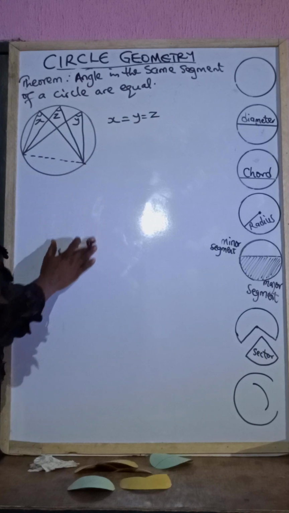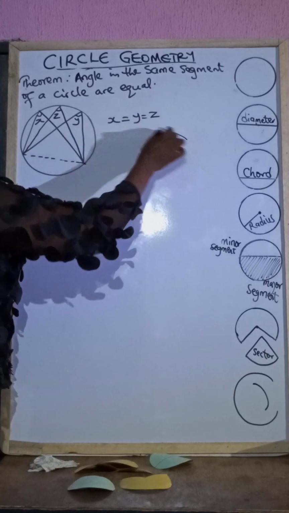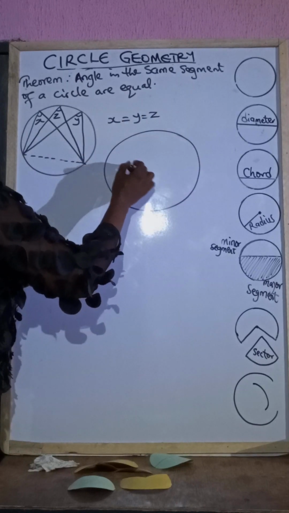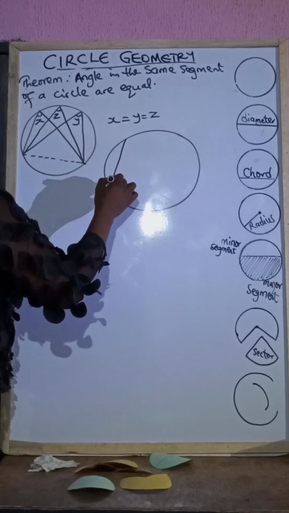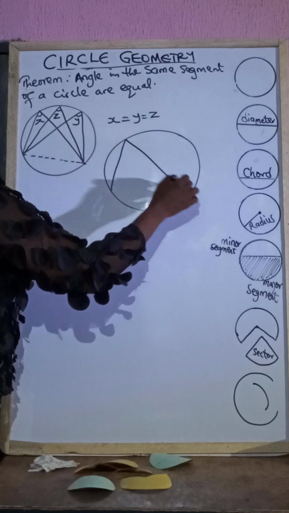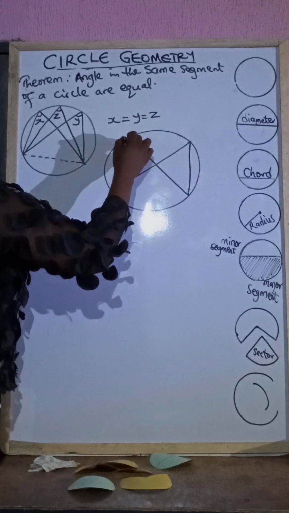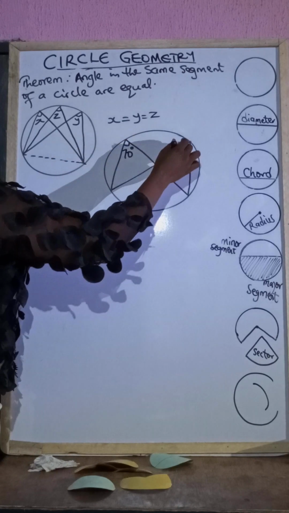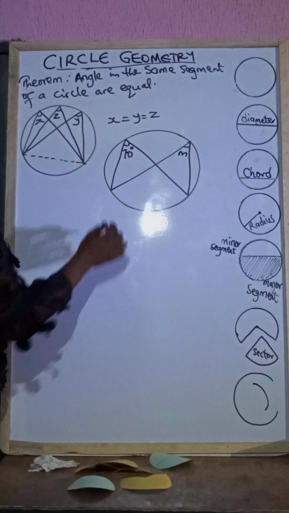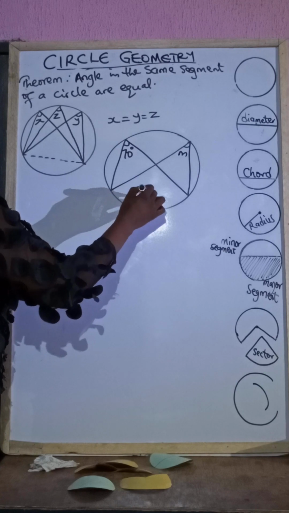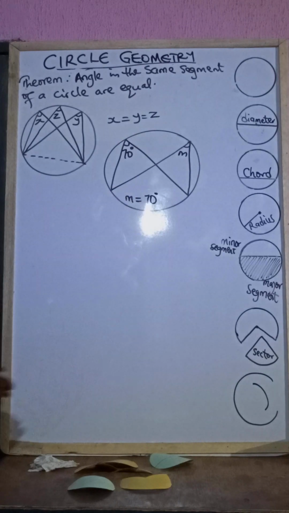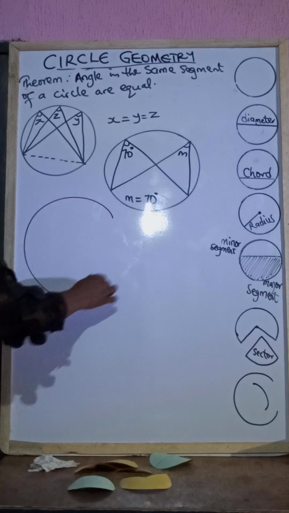And we move to the next theorem. Okay, let's do a little work here. And we're now saying, for instance, if what I have here is 70 degrees, and maybe this one is M, I am saying that M should also be 70 degrees. The reason is that they are in the same segment. Okay, we move to the next theorem.